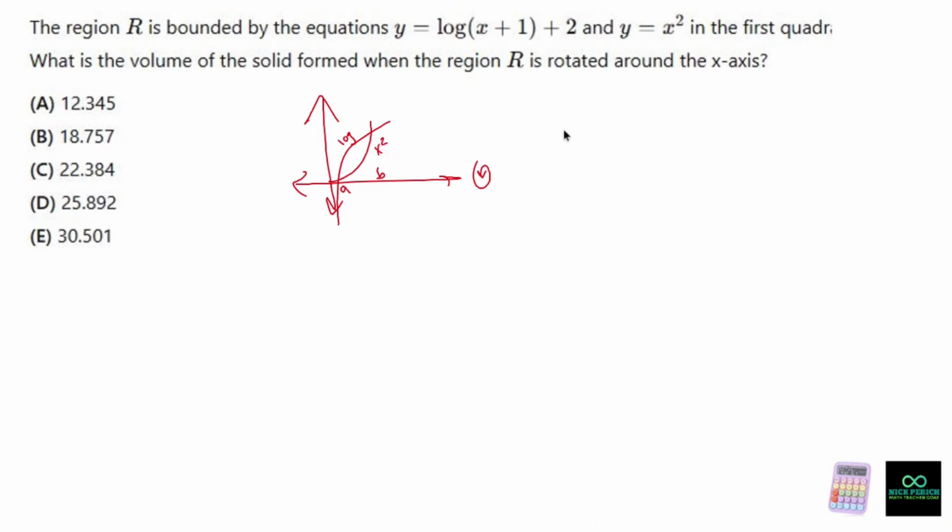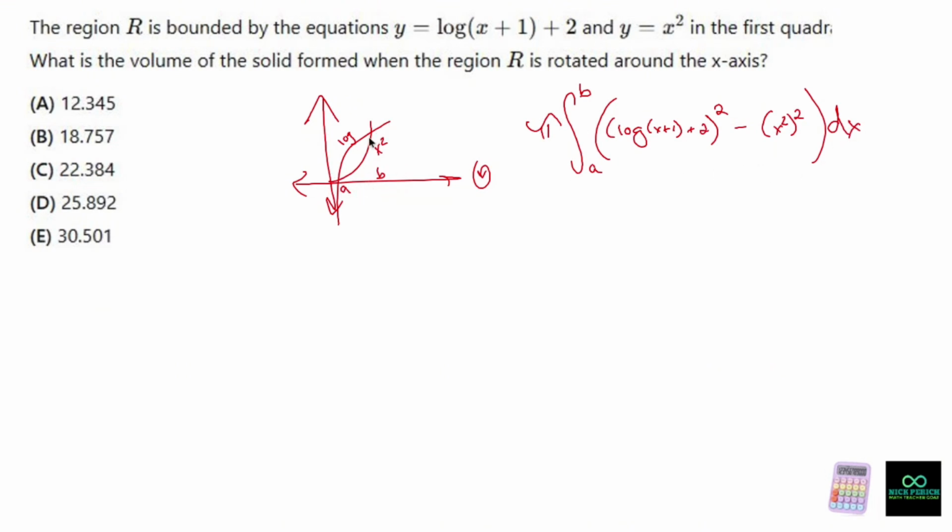So the integral that I'm going to set up is going to have pi out front. I need to find my lower limit and my upper limit. Then I'm going to take log of (x plus 1) plus 2, square that, and subtract out (x squared) squared, dx.